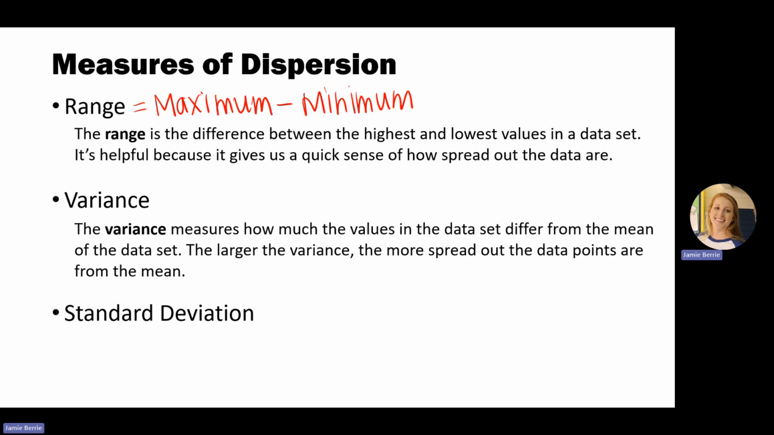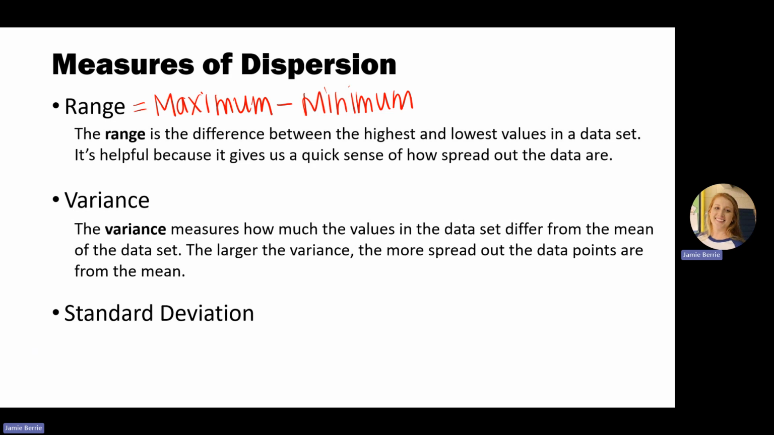All right, so the variance measures how much the values in the data set differ from the mean of the data set. The larger the variance, the more spread out the data points are from the mean. All right, so what you would like to have, ideally, is a small variance. You would like for all of your data to sort of be clustered together, and that way it's going to show a trend in your data set. But the more spread out the values in your data set are, the higher the variance is going to be.